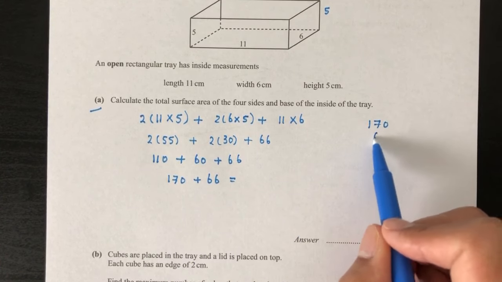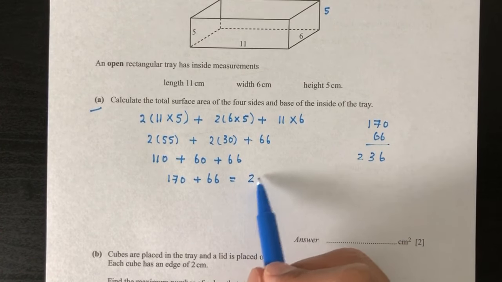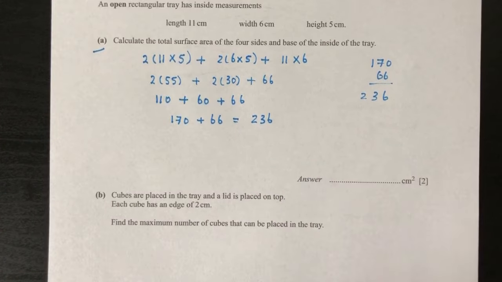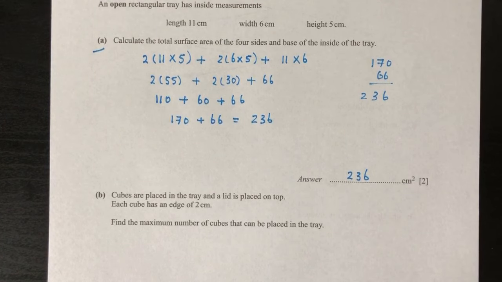So 170 plus 66, that will be 6, that will be 3, that will be 2: 236. Okay, so that will be part A.